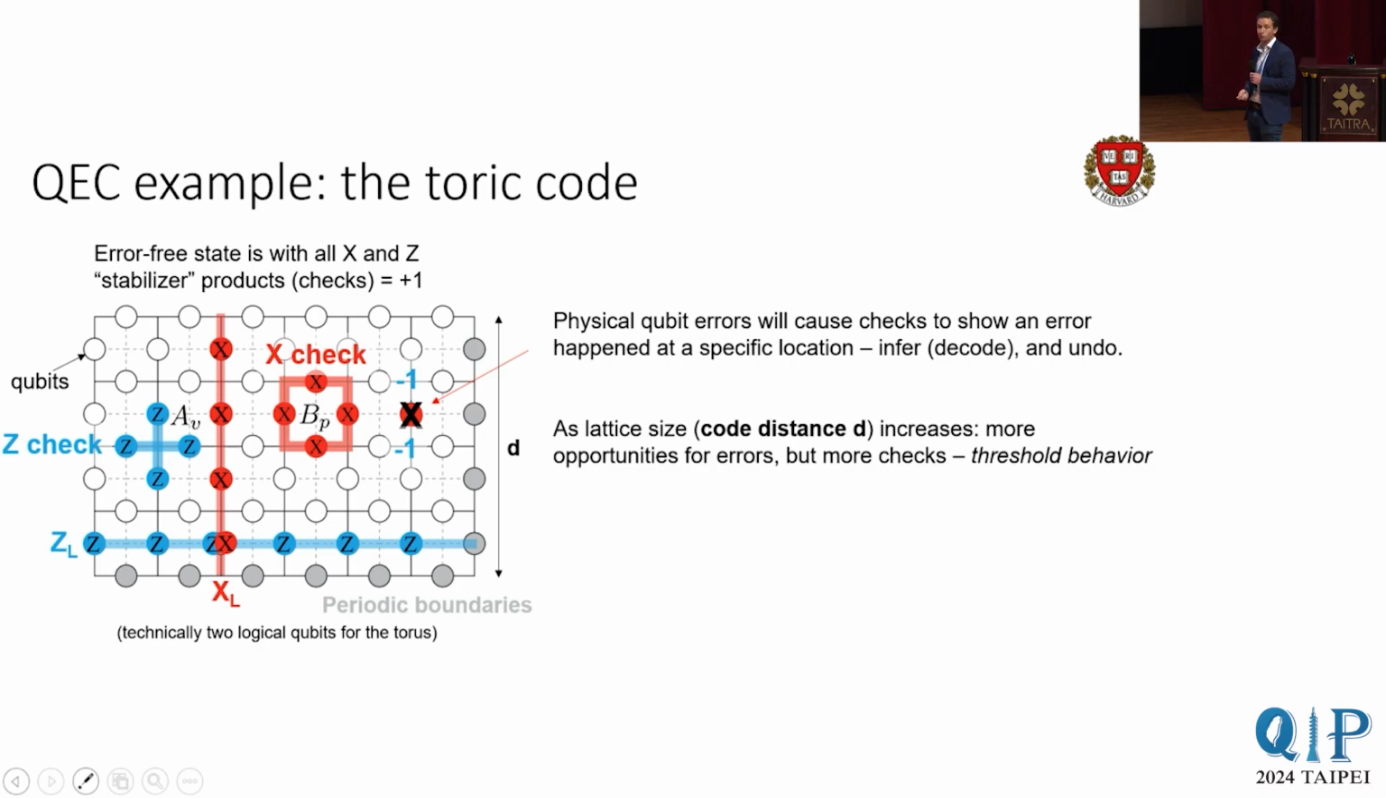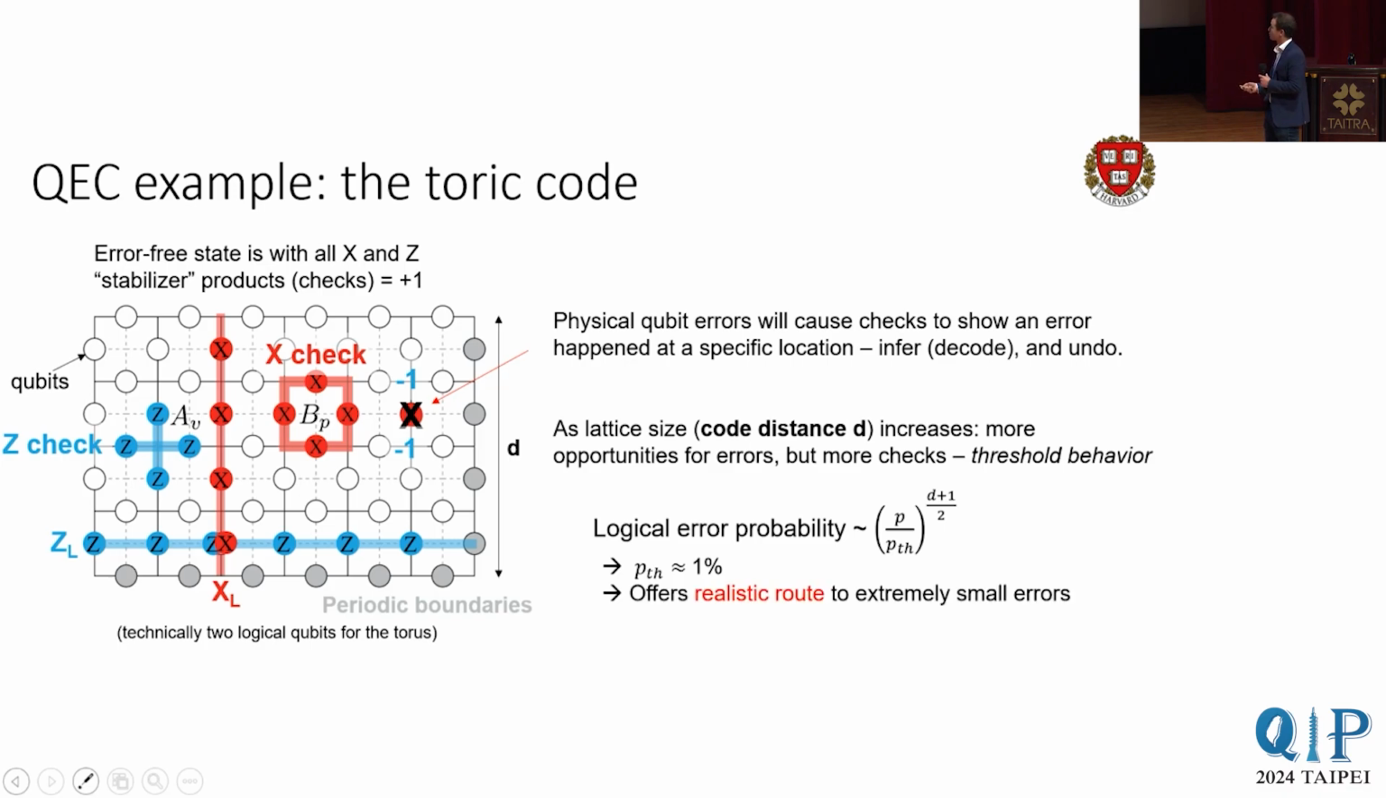And this gives us a kind of threshold behavior, where if we're below some characteristic threshold error rate in the system, which for the surface code remarkably is on the scale of percents, then as we increase the size of the lattice, we can in principle exponentially suppress the logical error rate. And this now starts to offer a realistic route to getting to extremely small error rates with noisy components.